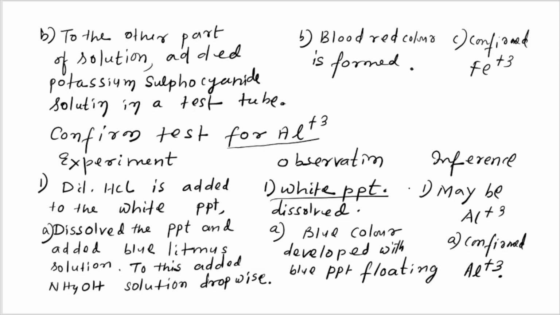Then first, you are adding dilute hydrochloric acid to the white gelatinous precipitate, and here you will get the white precipitate dissolved. Then after dissolving the precipitate, add blue litmus solution. This solution is available in the chemistry laboratory. You immediately add blue litmus solution. This is very important, and that is called blue litmus solution.